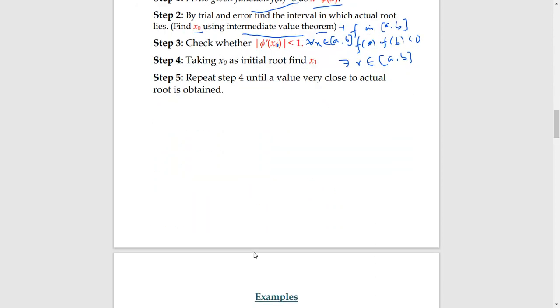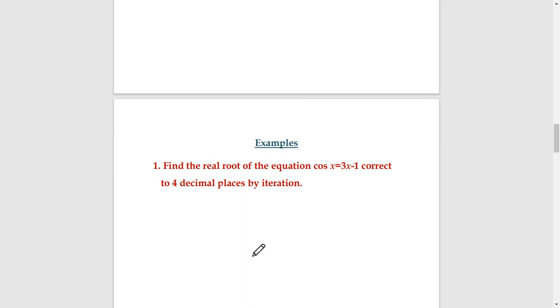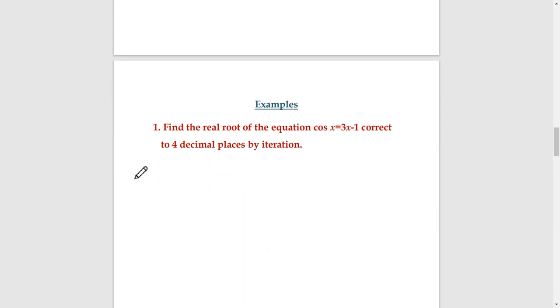So let us see this with an example. Find the real root of the equation cos x equal to 3x minus 1, corrected to 4 decimal places by the iteration method. Okay. So now let us see the solution.